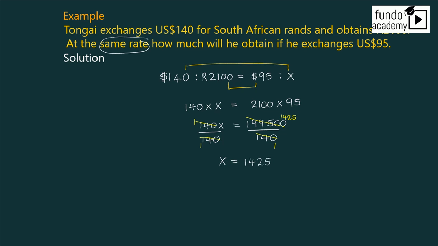So the value of x will be equal to 1,425 rands, because we want our solution in rands. He's exchanging US dollars for rands, so that would be the solution here. So that's simply what proportion is all about. Next we're going to be looking at a distinction between direct proportion and inverse proportion.